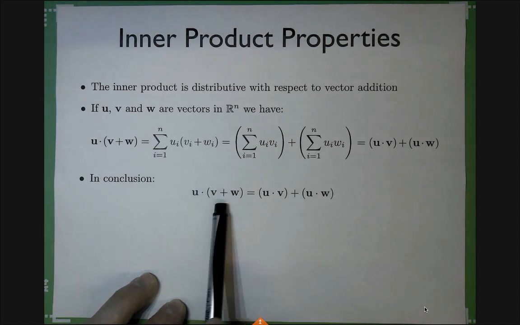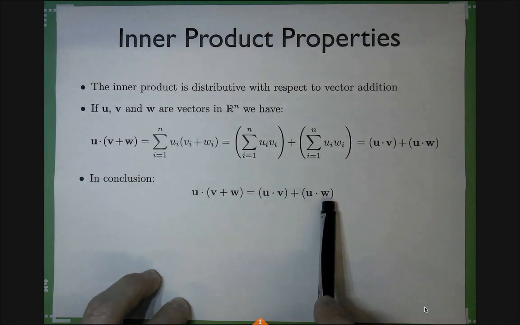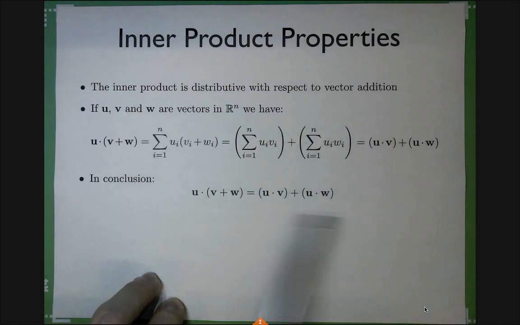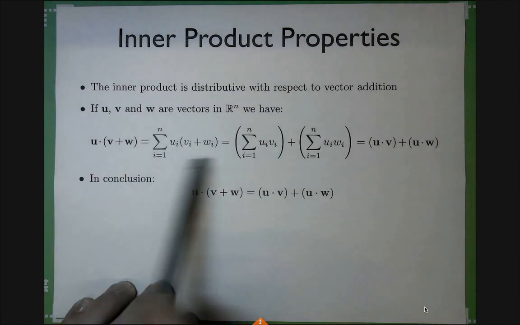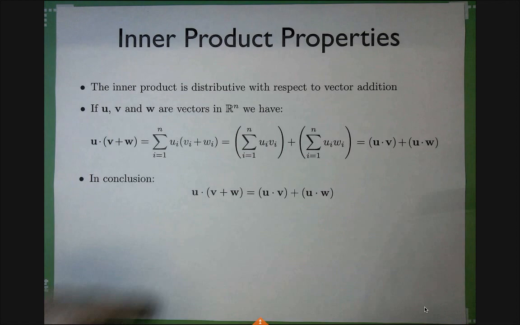So this means I first do the addition, then do the dot product. Here, I first do the dot products, then do the addition. And the distributivity says that these two things are the same. Again, the proof is very, very simple, right? You just write it out. You have the distributivity here, so you see the two dot products.